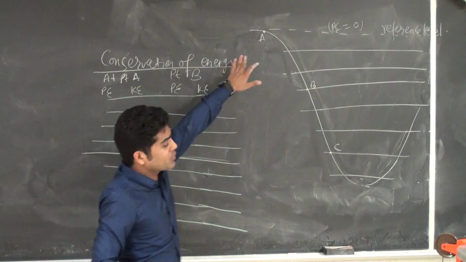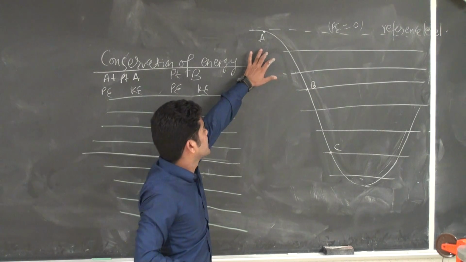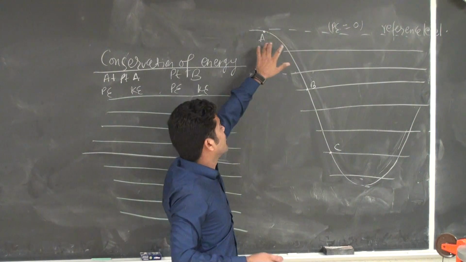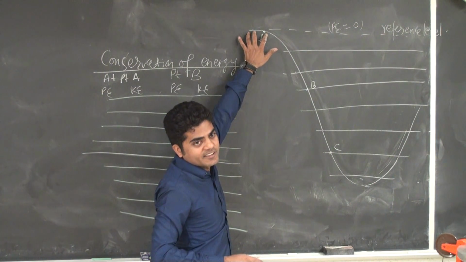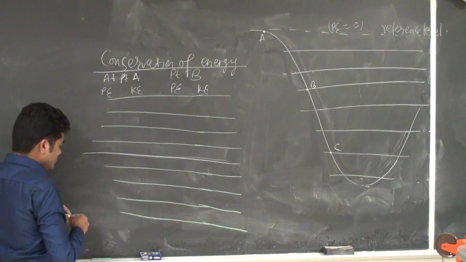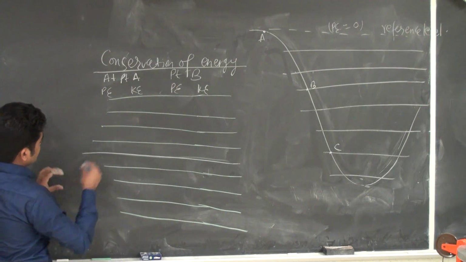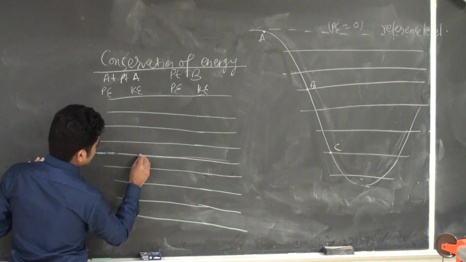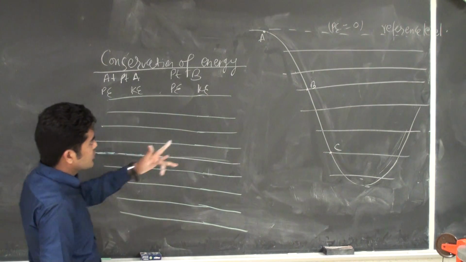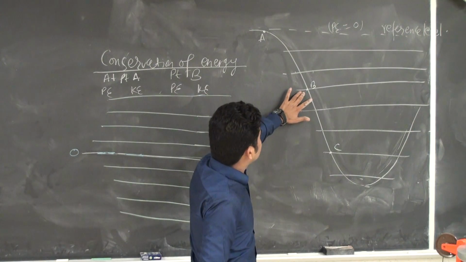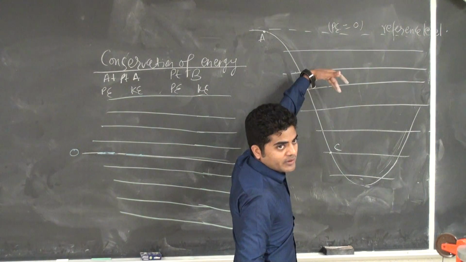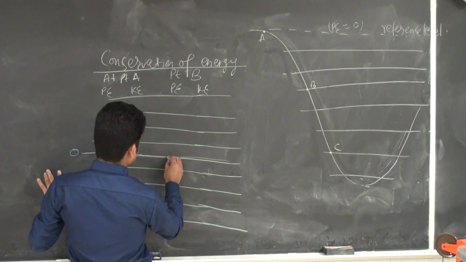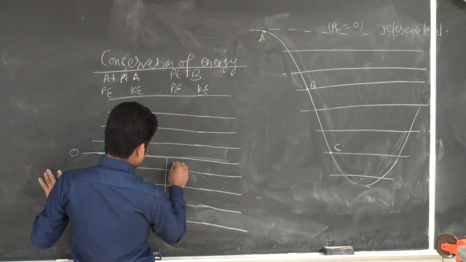So at the point A, the potential energy and the kinetic energy are both 0, because potential energy is 0 obviously, since this is our reference level, and before releasing, the object is at rest, so the kinetic energy is also 0. So we can draw the potential energy something like this, because this is the 0 level, right? And the kinetic energy is something like this. Okay, let's go to the point B. At point B, the potential energy is 1, 2, 3 steps downward. So we can draw the potential energy something like this: 1, 2, 3.